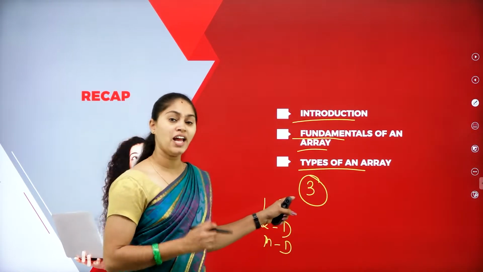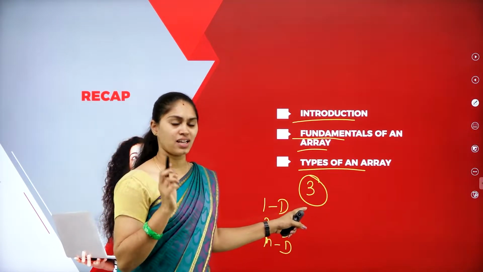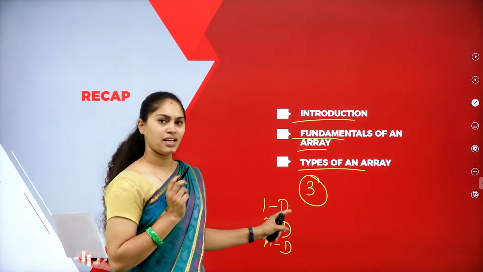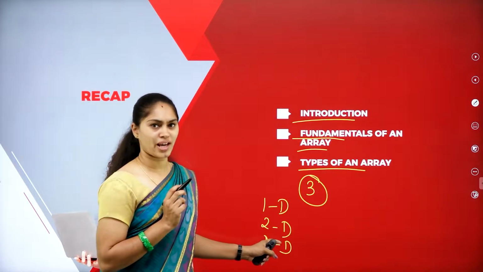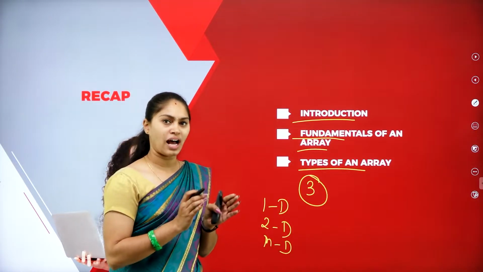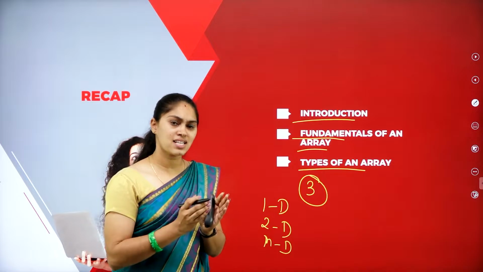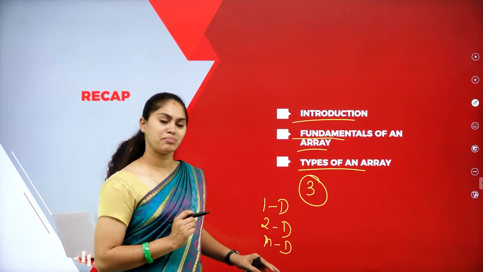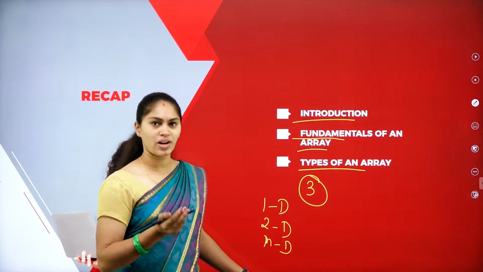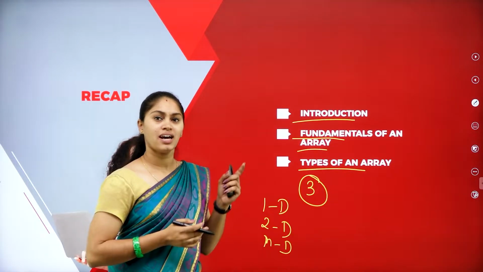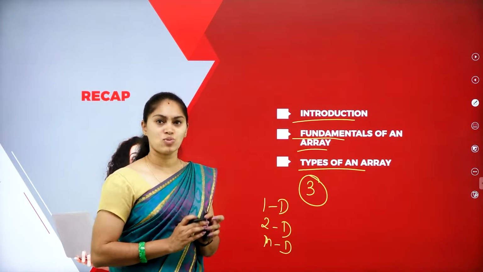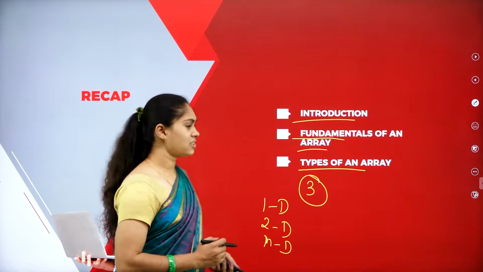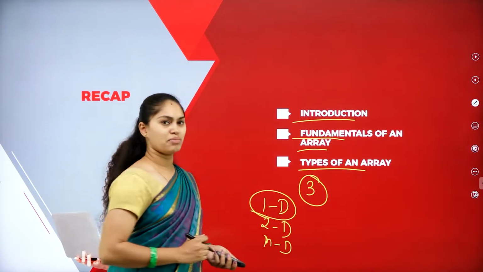So if you have only one subscript, representing a single position of an element in an array, then that is 1D. Then what is 2D, or two-dimensional? The array is going to have 2 subscripts and each subscript represents the position of an element in an array. Multi-dimensional is more than 2 dimensions. So any dimensions other than 1 and 2 will be termed as a multi-dimensional array. In today's session, we are going to learn completely about the one-dimensional array.